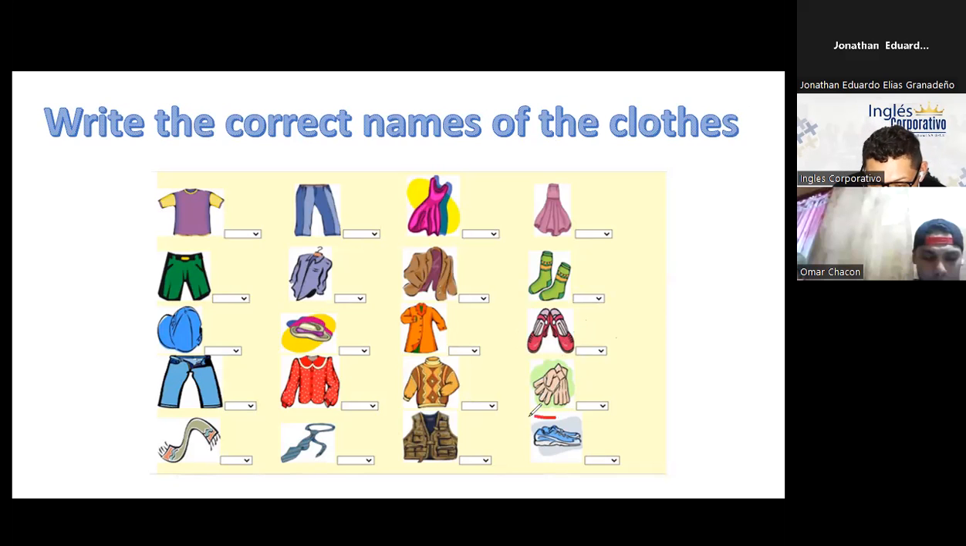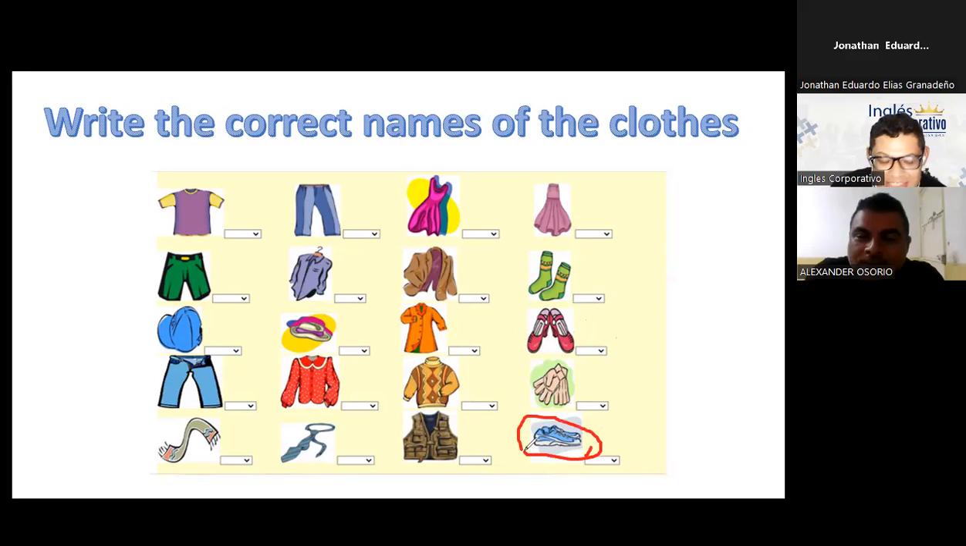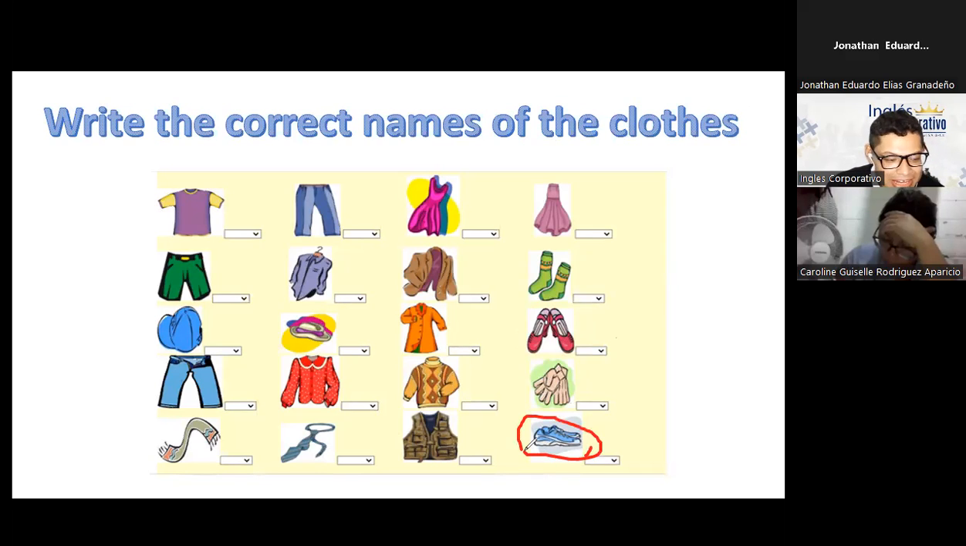¿Y los últimos? ¿Qué eran estos? Sneakers. That is a sneaker. Okay, bien. Entonces, we can check this part. All right, let's continue with the rest of the exercises. Oh, you already passed. Ya pues, ya pasaron la prueba. Lo han contestado muy bien. So you remembered everything about this exercise.